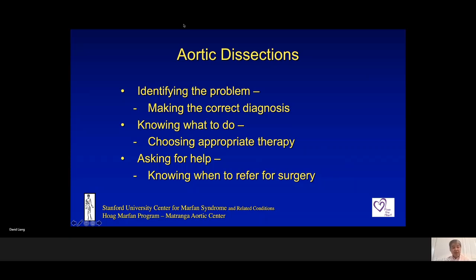So aortic dissections, as in any sort of problem, really require three things: identifying the problem, knowing what to do, and then probably most importantly, asking for help when you need it. In the case of aortic dissections, it's important to make the right diagnosis. We need to know about the size of the aorta. We also need to know what causes it, because that impacts how we treat the patients. Then we need to choose the right therapy. In most cases, it's about controlling the blood pressure. And in terms of asking for help, it's really asking surgeons for help when we think the risk of dissection is high enough that it justifies the risk of surgery.